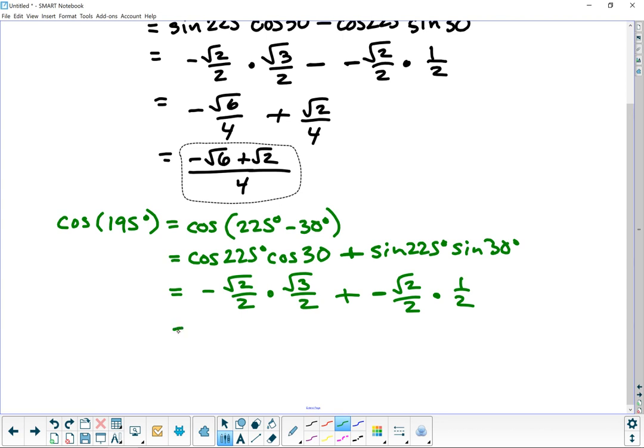Let's see, did I do that right? That looks exactly the same. Let me double check. Cosine 225, yep, radical 2 over 2. Cosine of 30, yep, radical 3 over 2. Plus, right, because it's the opposite. Sine of 225 is, yep, negative radical 2 over 2. And sine of 30 is going to be 1/2.